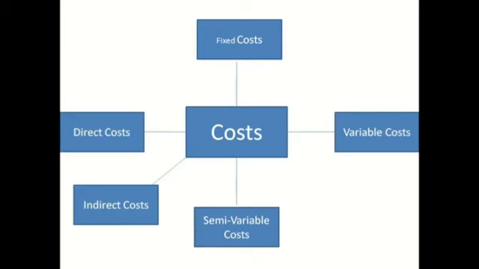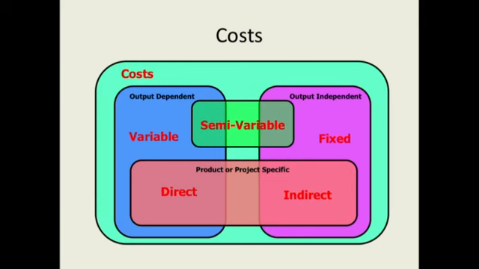In conclusion, we can use this graph to summarize the 5 different types of costs. If you want to be specific, we can use the following graph. It classifies the different types of costs into different categories.